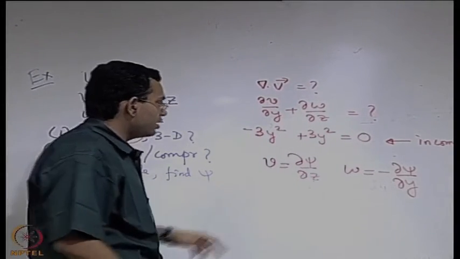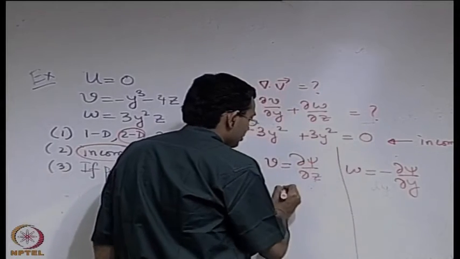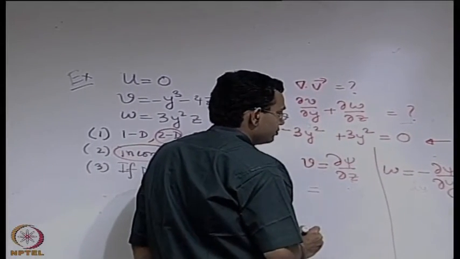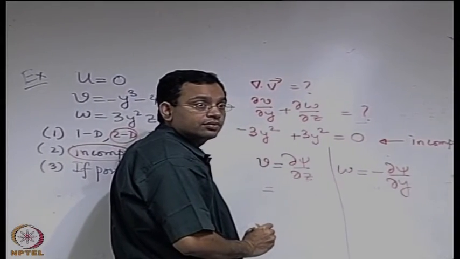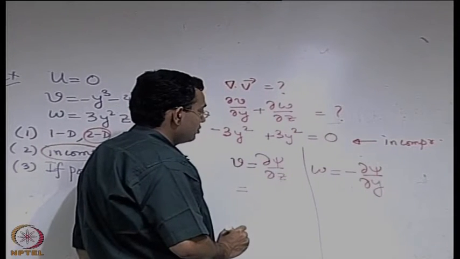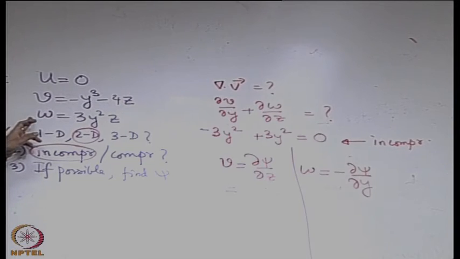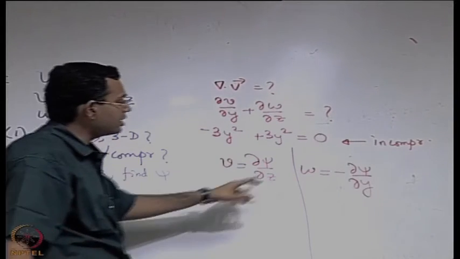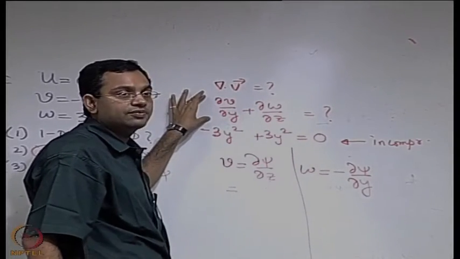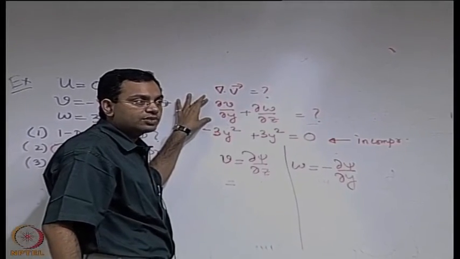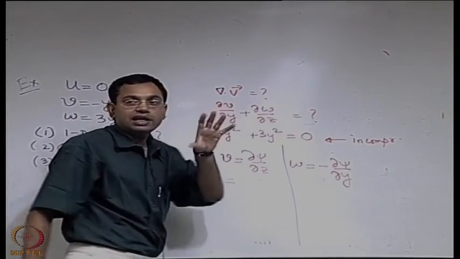So let us write the corresponding components. Yes, this is a different V. We are having one V component. Yes, this is a V component, this is a W component. So these are written in such a way that this equation is satisfied. That is what I am always saying, that don't take it as a formula.